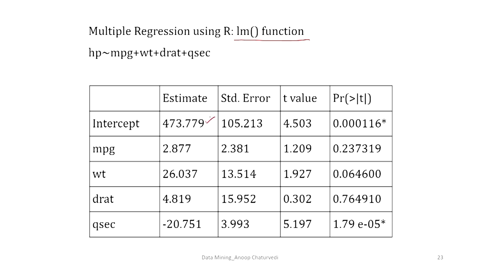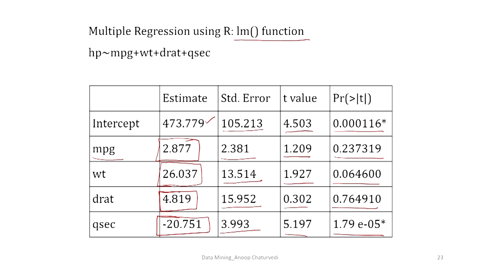So, this is the estimate of the intercept term. This one is the estimate of the regression coefficient corresponding to MPG. Then the estimate of the regression coefficient corresponding to WT is 26.037. The estimate corresponding to DRAT is 4.819, and corresponding to QSEC it is minus 20.751. Corresponding standard errors are also given here, and then it has also calculated the t values. So, these are the t values and these are the p values.